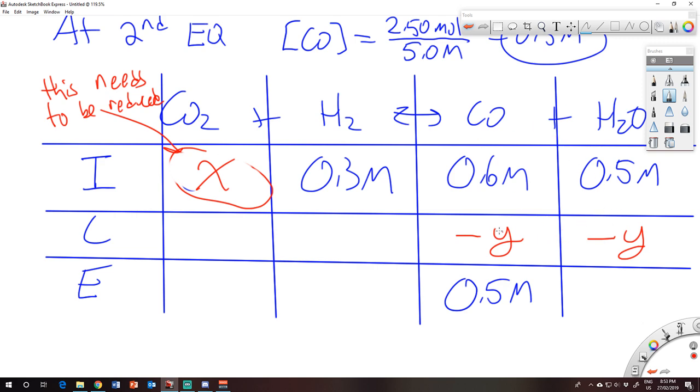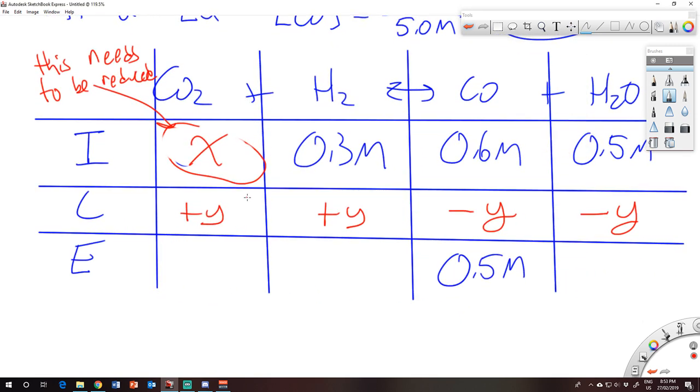If this side is getting reduced, this side needs to increase, and this needs to increase. Now again, you're going to run into a situation where you have two variables, an X and a Y. But because of this column here, we can actually calculate what that Y change is going to be. In this case, the Y change is going to be 0.1 molar. So if Y is 0.1, this will then become 0.4 molar. This will become 0.4 molar. This actually sets us up amazingly well. So this is great. And this will be X plus 0.1 molar.